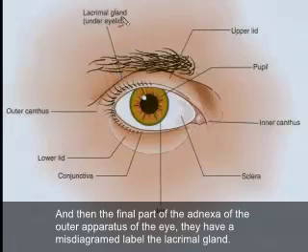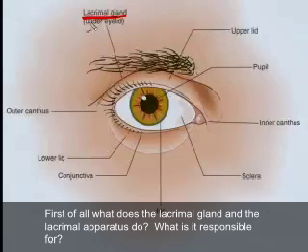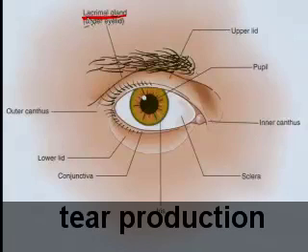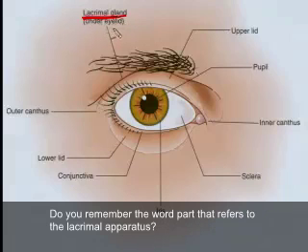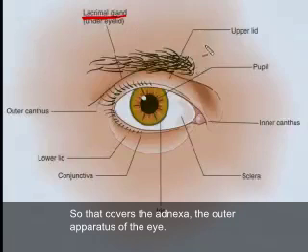And then the final part of the adnexa, the outer apparatus of the eye, they have on this diagram labeled the lacrimal gland. And last time when we talked about word parts, I referred to the lacrimal apparatus. And first of all, what does the lacrimal gland and the lacrimal apparatus do? What's it responsible for? Well, it is responsible for tear production. And do you remember the word part that refers to the lacrimal apparatus or lacrimal gland? Well, that would be lacrimo, L-A-C-R-I-M/O. So that covers the adnexa, the outer apparatus of the eye.